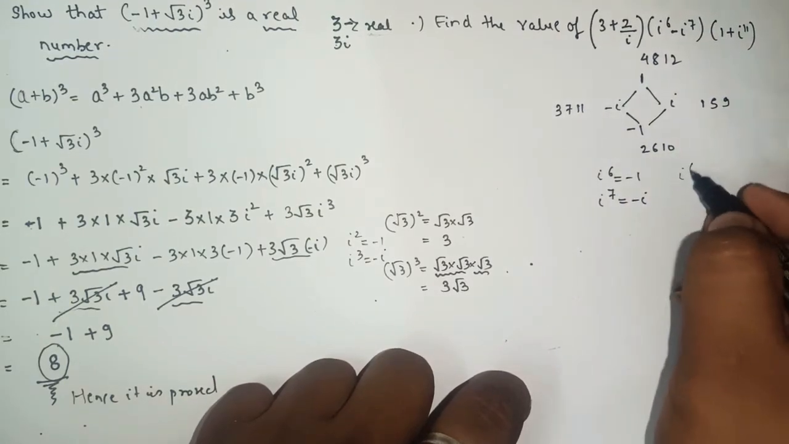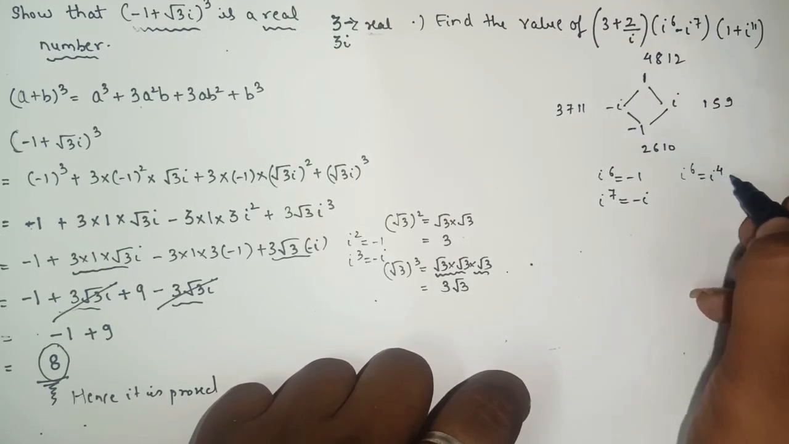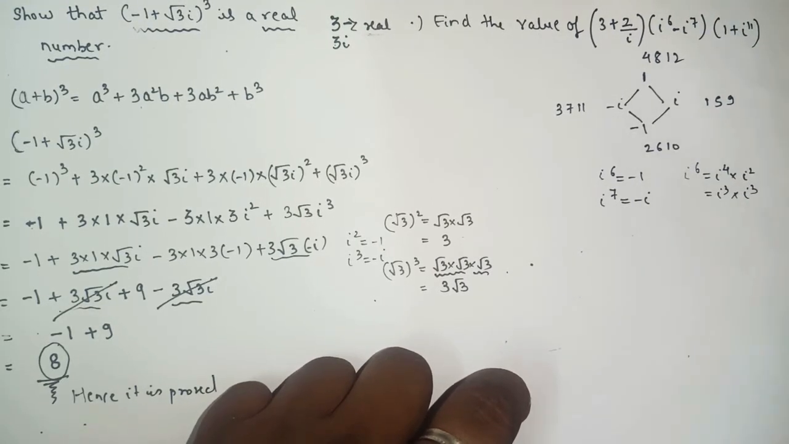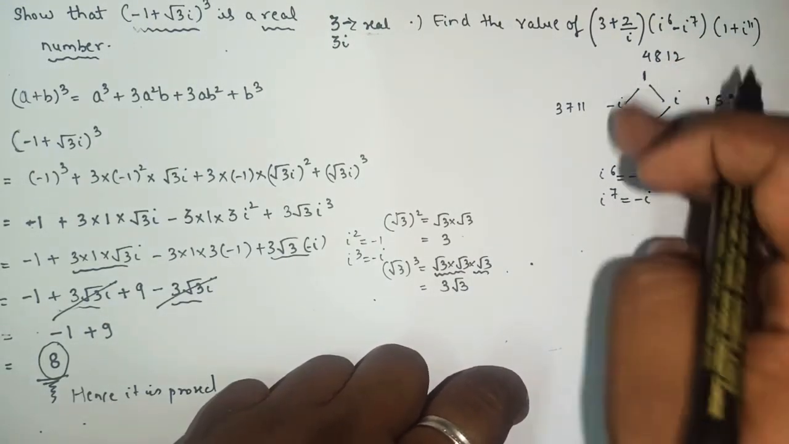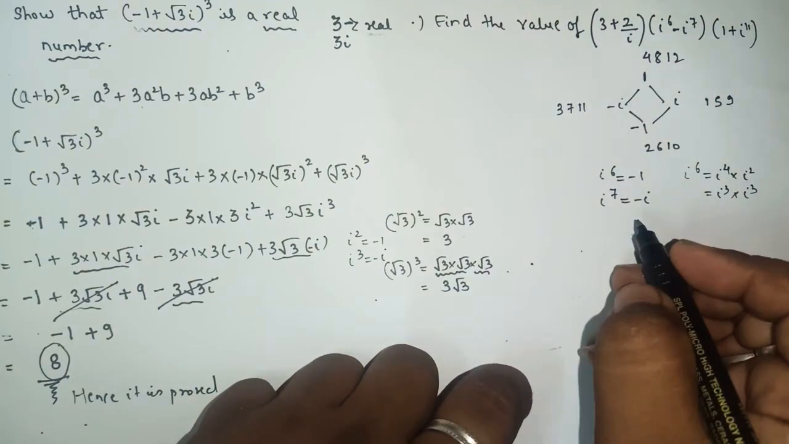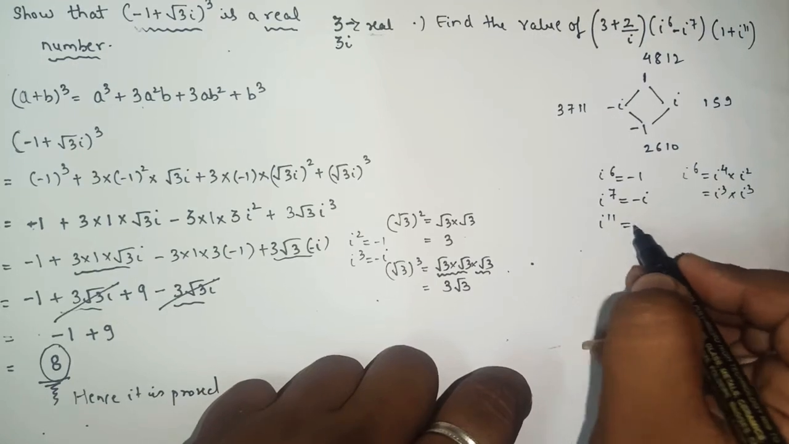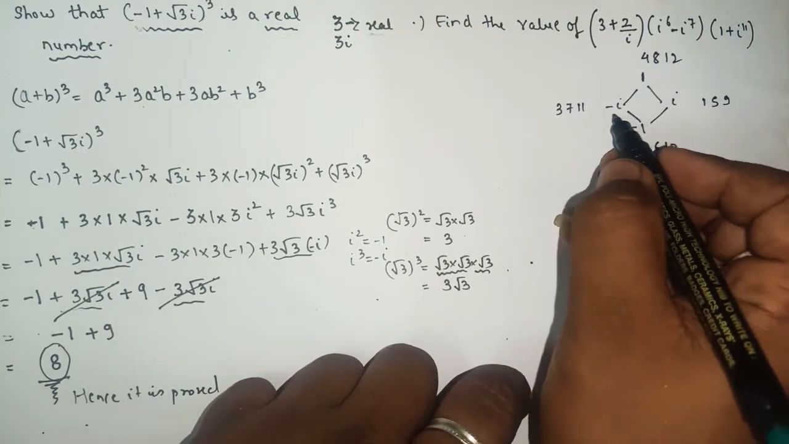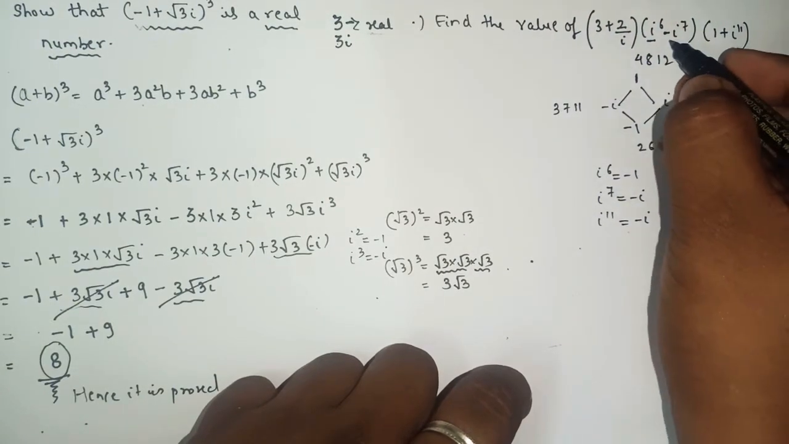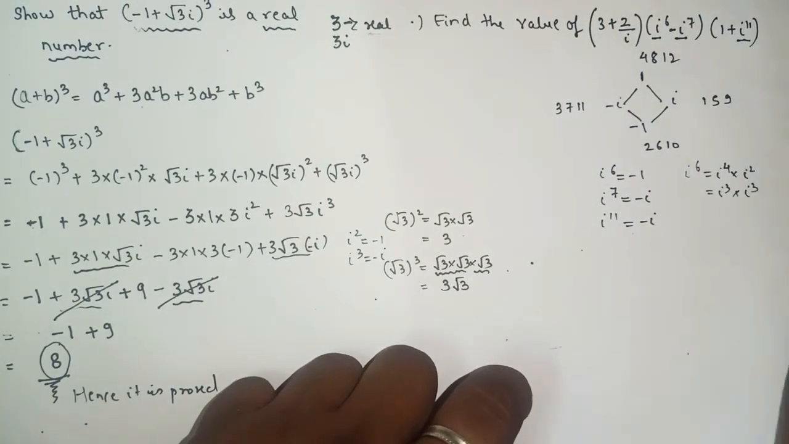Or else you break i raised to 6 as i raised to 4 into i square, or i cube into i cube. It is up to you. Okay. So by this trick also you can directly write your answer. Okay. No problem. The next, i raised to 11. In place of 11 it is minus i. So here we got the answers of i raised to 6, i raised to 7, i raised to 11.